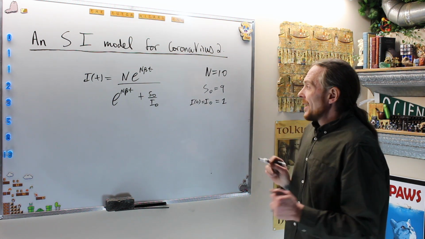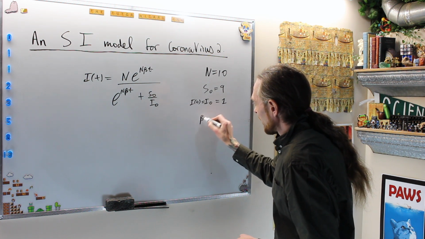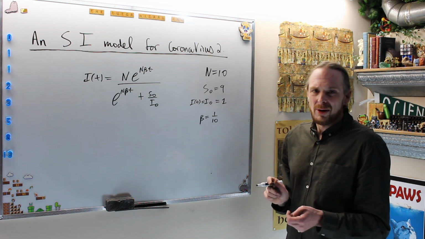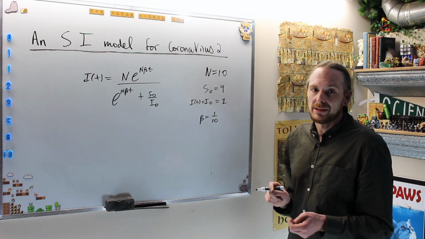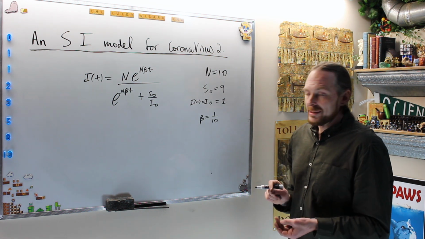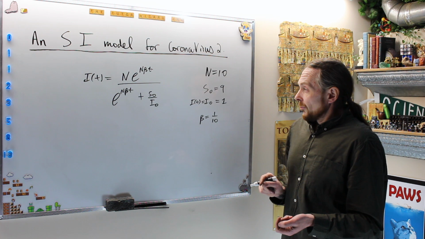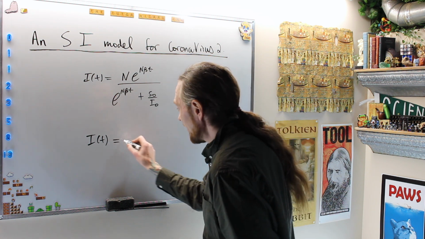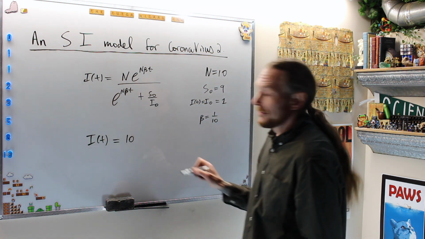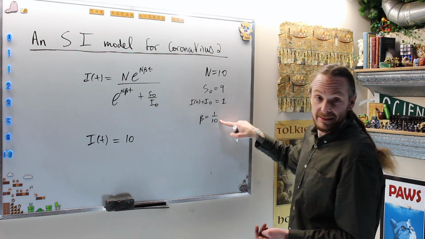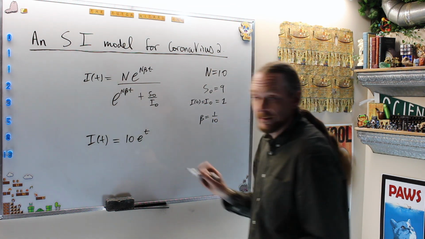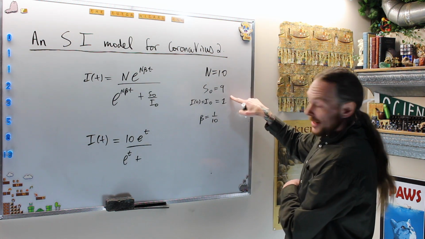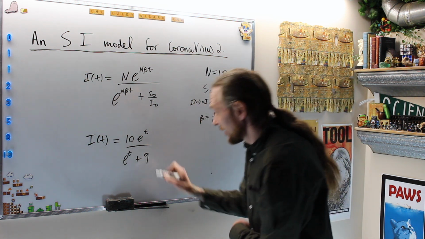I'm also going to assume beta is equal to 1/10 for convenience. Remember, beta is the approximate rate of new infections over a unit time. This is 1/10, about 10%. What does that give me now? That will give me an explicit something I could sketch and plot points and draw. That says I of t is now what? N is 10. 10 over 10 is 1. So I'm just going to get e to the t over e to the t plus S naught over I naught, which is 9 over 1, which is 9.